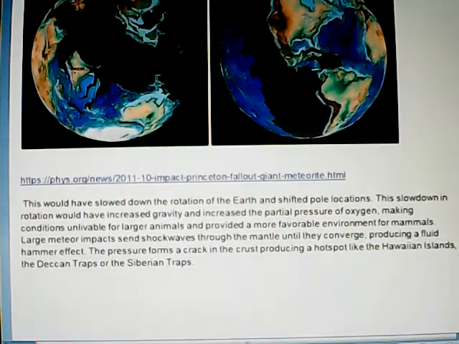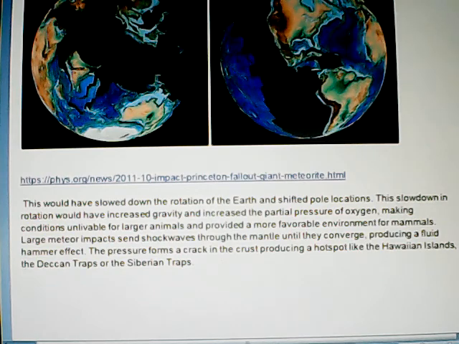So the impact would have slowed down the rotation of the Earth and shifted pole locations, because it was traveling from this direction and hit at an angle of 28 degrees. Again, that's from force vectoring with the offset between the antipodal point and the actual traps point or impact point. The slowdown in rotation would have increased gravity, increased the partial pressure of oxygen, making conditions unlivable for larger animals, and provided a more favorable environment for mammals.